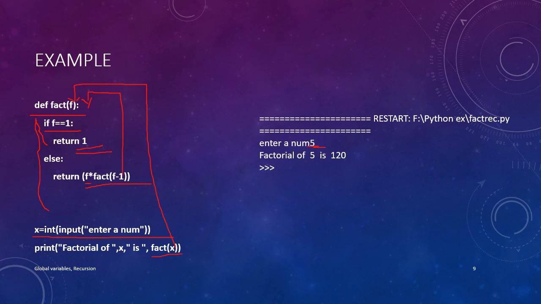In the next call, what is returned? 5 into 4 into 3 into fact of 2. In the next call, 5 into 4 into 3 into 2 into fact of 1. When it is 1, it will return 1. So all those return values will be aggregated together and we will get the result as 120.